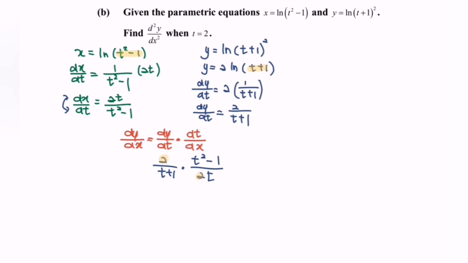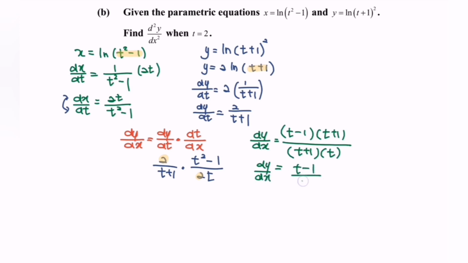So kindly factorize the t² - 1. So we will have dy/dx = (t - 1)(t + 1) over (t + 1) multiplied with t. So finally, dy/dx = (t - 1) over t. And dy/dx can be simplified as 1 - 1/t.